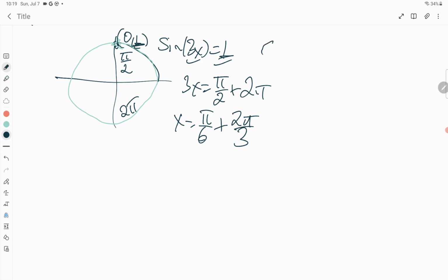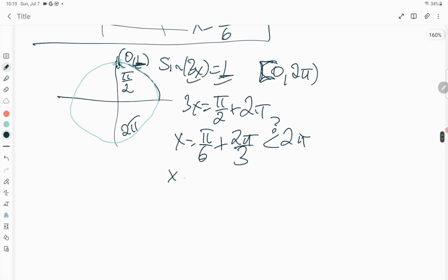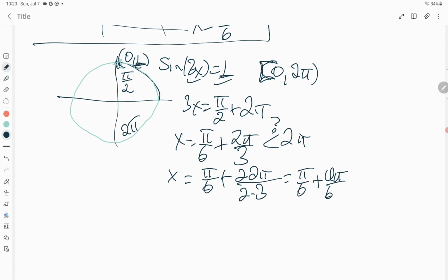Now, because we have this restriction where it goes from 0 to 2 pi, parenthesis, bracket here, you've got to check: is this, for example, less than 2 pi? You've got to figure that out now. So x equals pi over 6 plus 2 times 2 pi over 2 times 3. That's pi over 6 plus 4 pi over 6. That's 5 pi over 6. Again, you've got to figure this out: is this less than 2 pi? You've got to know that somehow.